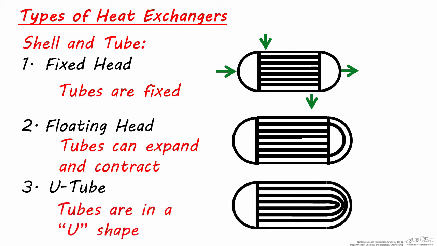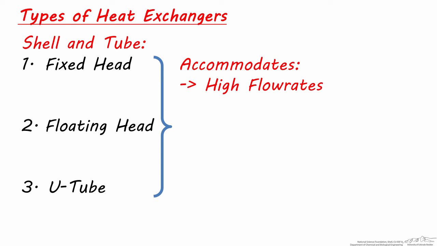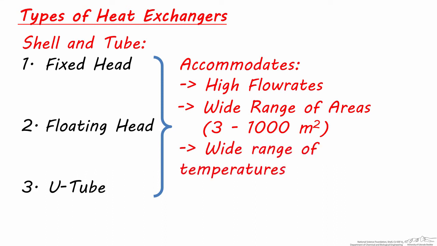U-tube heat exchangers feature U-shaped tubes which allow for some expansion and contraction and allow fluids to flow more easily through the heat exchanger. The benefit of using these types of heat exchangers is that they can accommodate high flow rate streams, a wide range of heat exchanger areas, up to 1,000 meters squared, a wide range of temperatures and pressures, and do it cheaply.